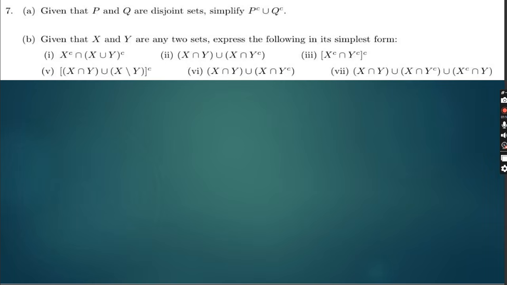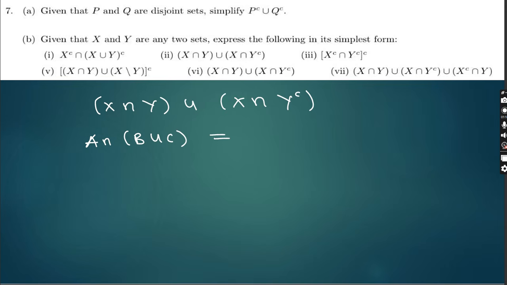Let's do question 2. This question summarizes all the laws. Now, let's talk about distributive law. Distributive law, guys, talks about how sets multiply out. Let's say, for example, we have A intersection B union C there. So how does this multiply out?